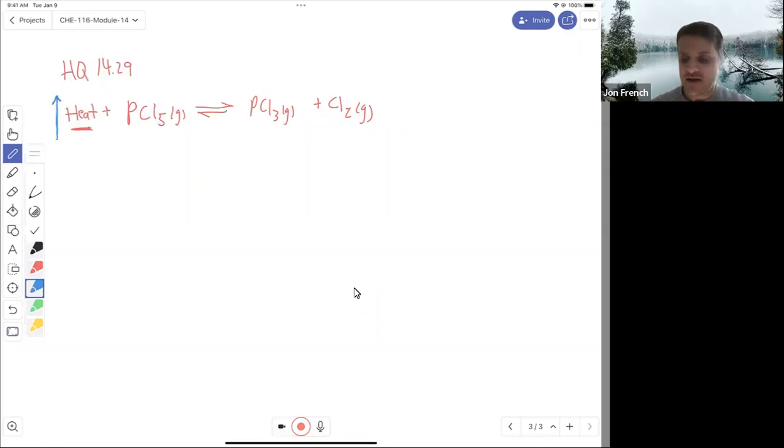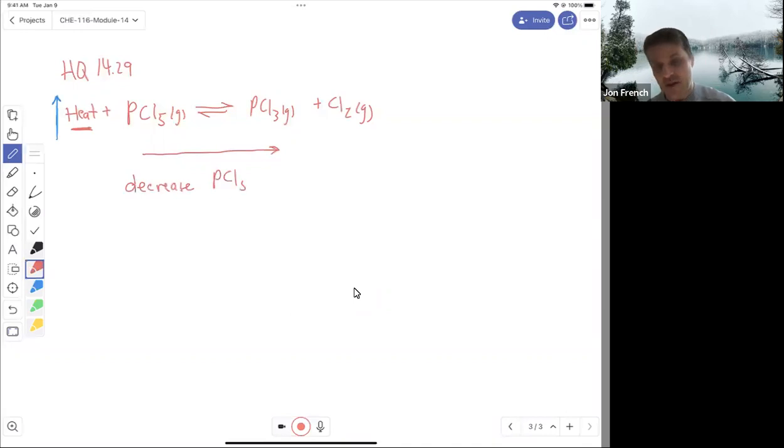So Le Chatelier's principle says if I add more of something to a system at equilibrium, the equilibrium is going to move in a way to use what was added. So by adding more heat, I'm going to push this equilibrium to the right, and that's going to decrease the partial pressure of the phosphorus pentachloride because I'm pushing that equilibrium to the right. I'm pushing it farther forward to make more products in this equilibrium.